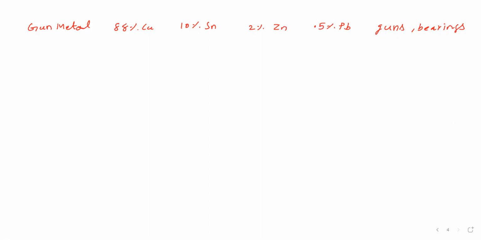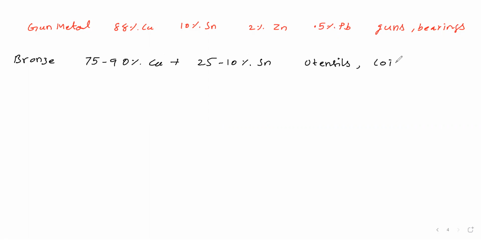Next alloy is bronze. Here 75 to 90% copper is present and 25 to 10% tin is present. It is used for making utensils, coins, and statues.